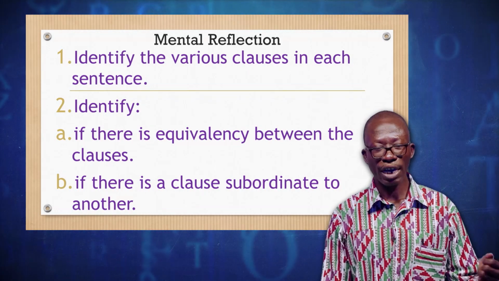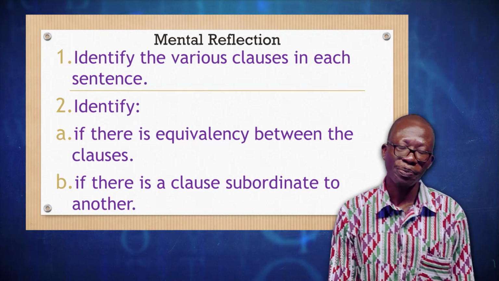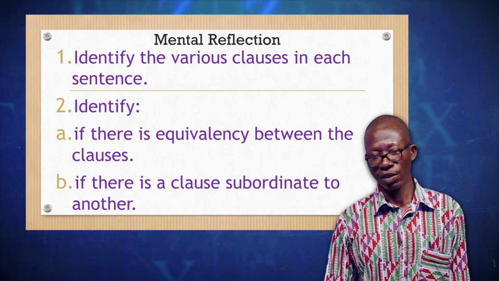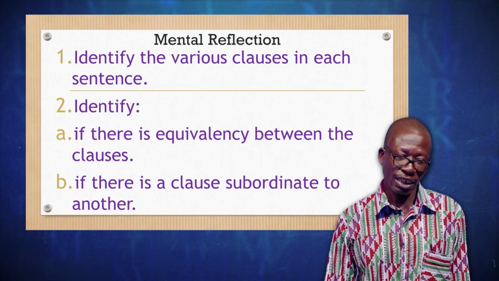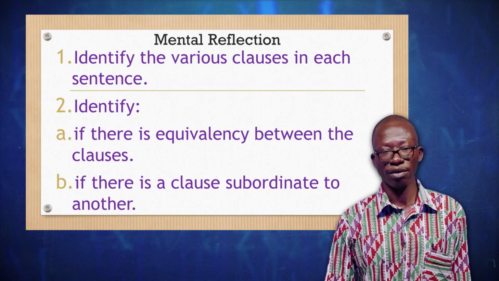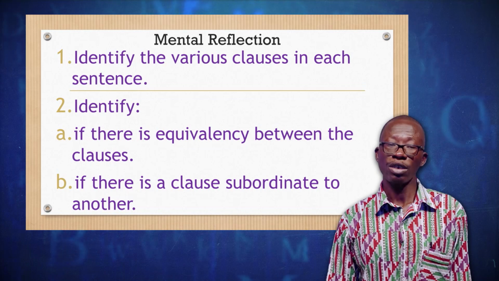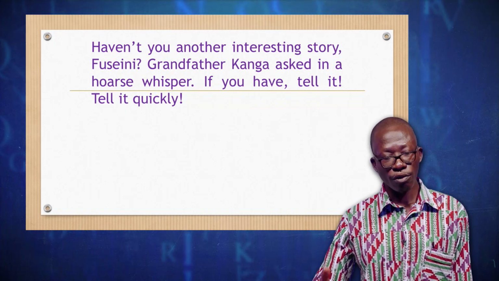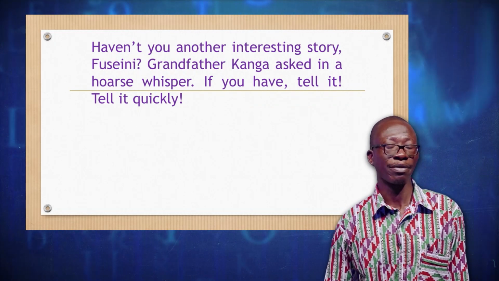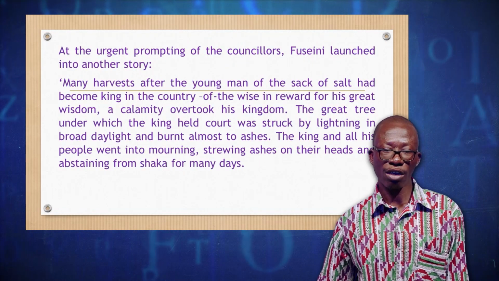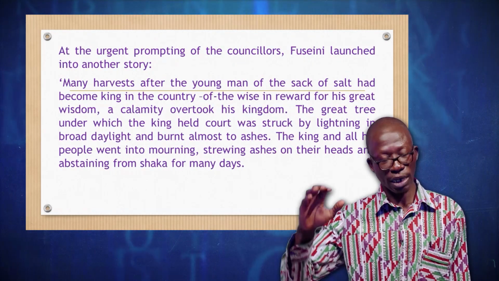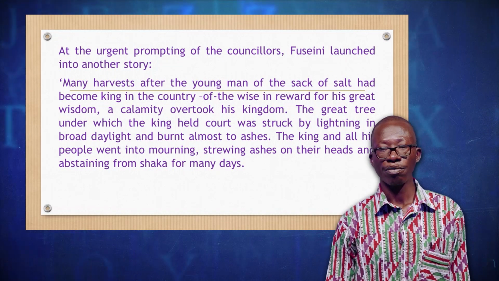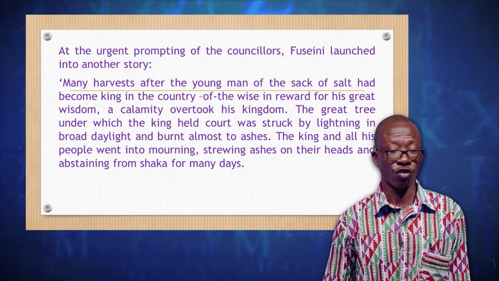In our previous review lesson 1, we had analyzed 3 or 4 of the paragraphs. So we shall continue to analyze the rest of the paragraphs against the questions in this review lesson. We had looked at this paragraph, "Haven't you another interesting story?" We've looked at the entire paragraph in our review lesson 1. We've also looked at "many harvests after the young man of the sack of salt had become king." The entire paragraph was also looked at in our review lesson 1. So we wouldn't analyze that. We shall continue from here.